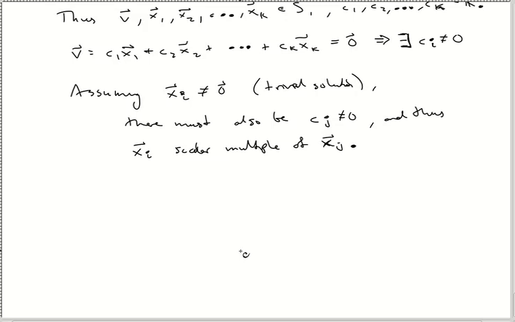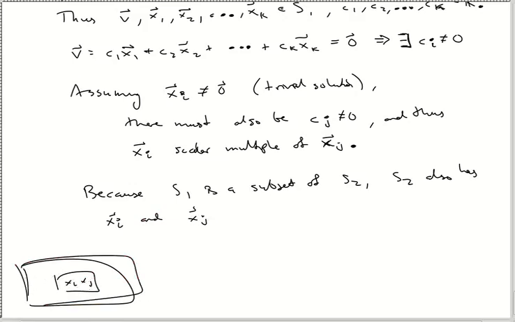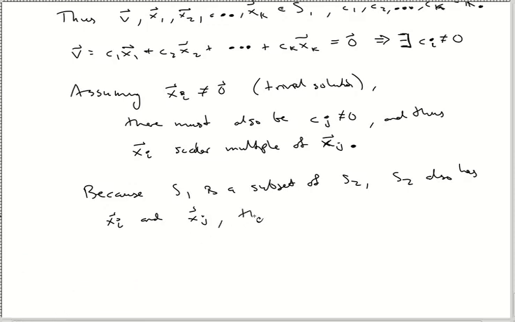So this is good. Everything is good so far, okay? So I have got these two different vectors that are scalar multiples of each other, okay? Interesting. Because S1 is a subset of S2, S2 also has my xi and my xj. Again, like that Venn diagram stuff, if you have xi and xj here, well, then they're basically also part of this box, aren't they? The S2 box. Thus, S2 is also linearly dependent.